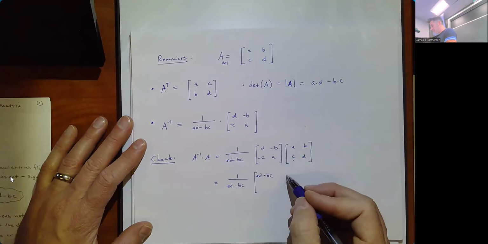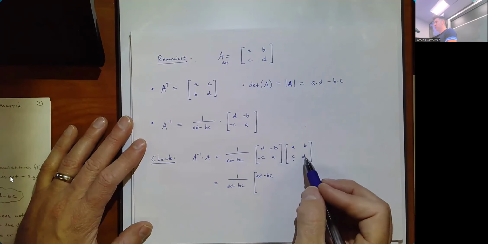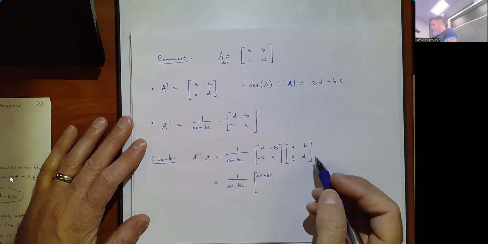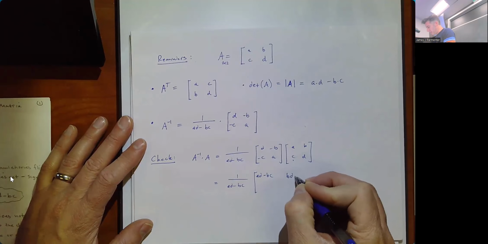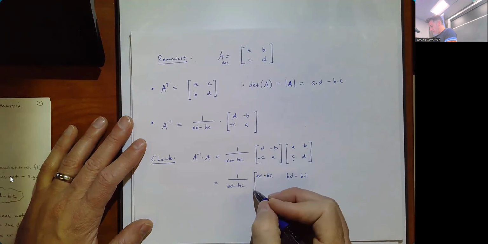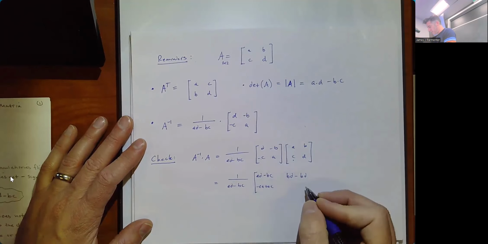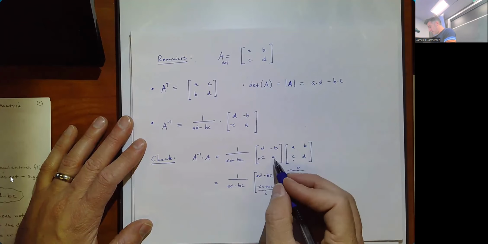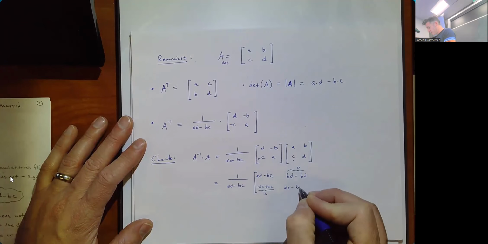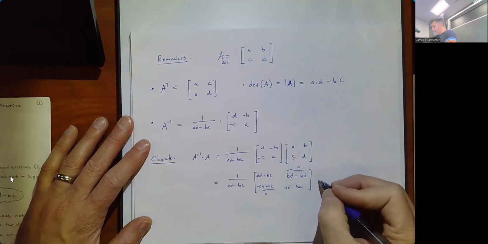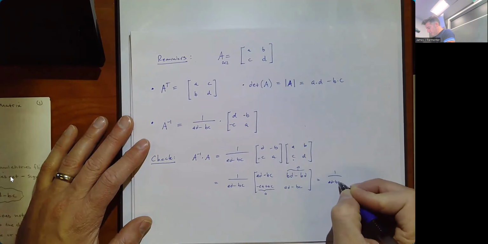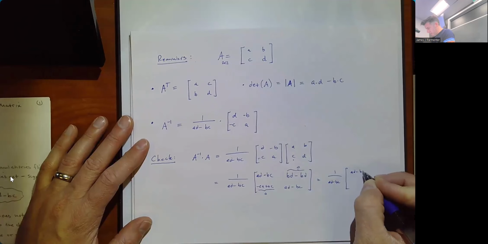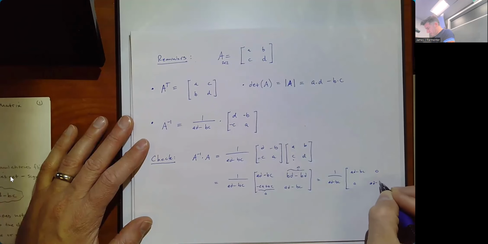All right, and then over here in the first row, second column, D times B minus B times D is 0. But let's write it out anyway. We've got BD minus BD. Down here in the second row, first column, negative C times A plus A times C. Oh, that's also 0. And then finally over here, negative C times B plus A times D, or AD minus BC. So look what I've got. I've got 1 over AD minus BC times the matrix AD minus BC, 0, 0, AD minus BC.